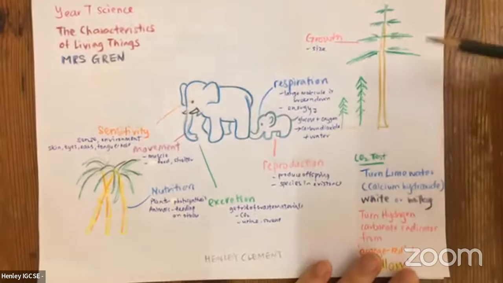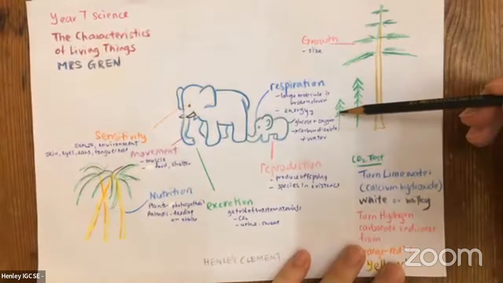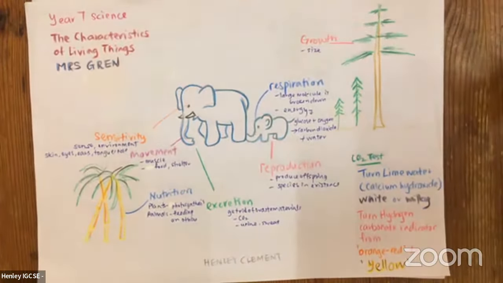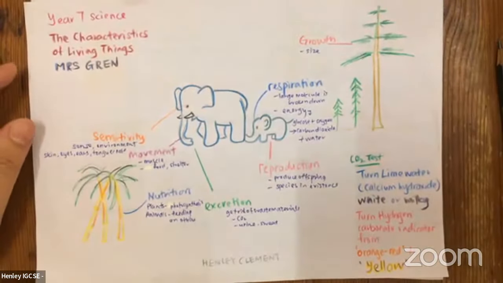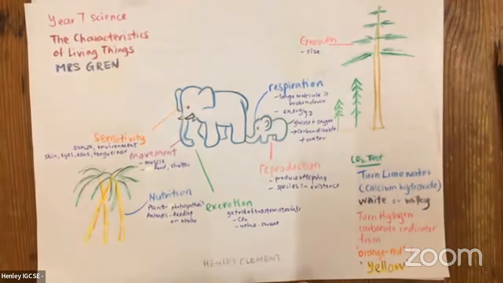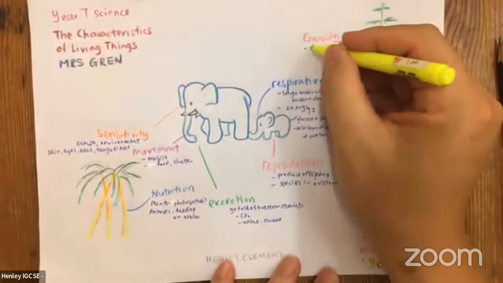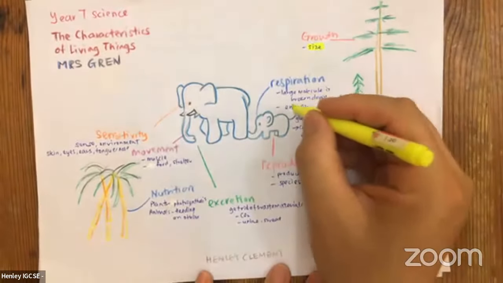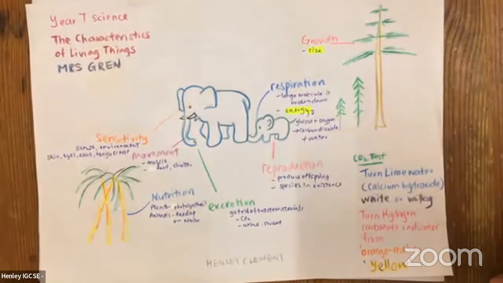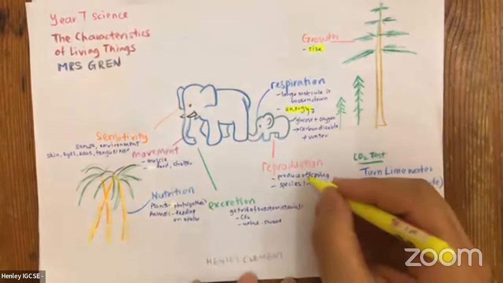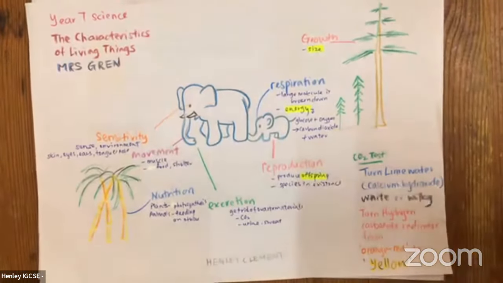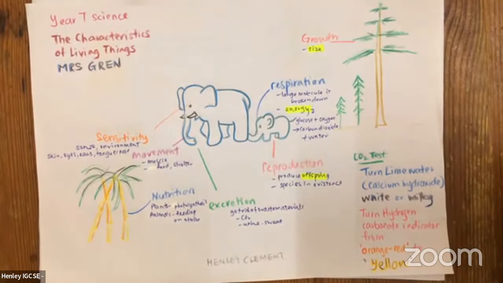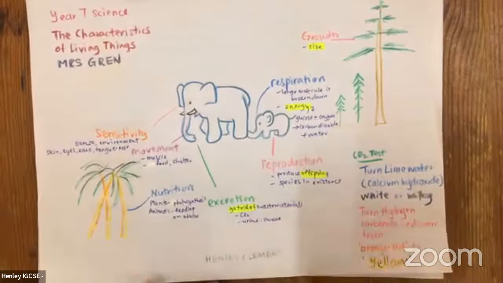And this tree can grow from a very small tree to a large tree, so this is growth in size. Let me highlight some words for you. For growth, size will be the keyword. For respiration, energy will be the keyword. For reproduction, produce offspring will be the keywords. And excretion means to get rid of.